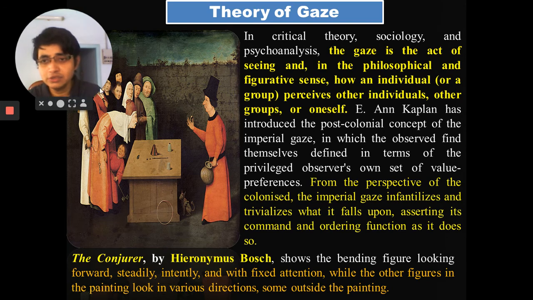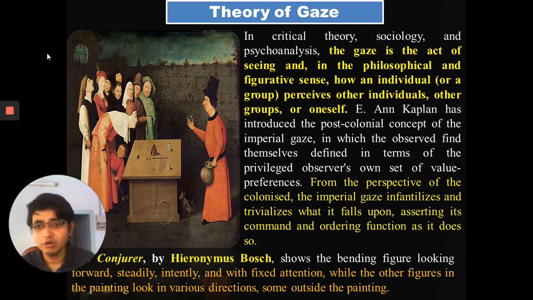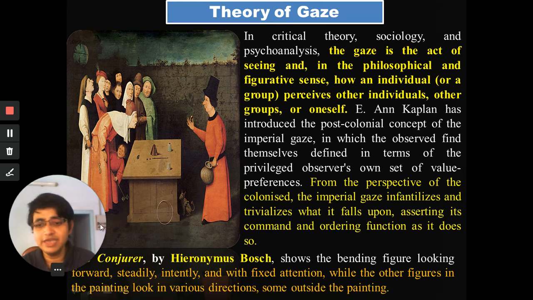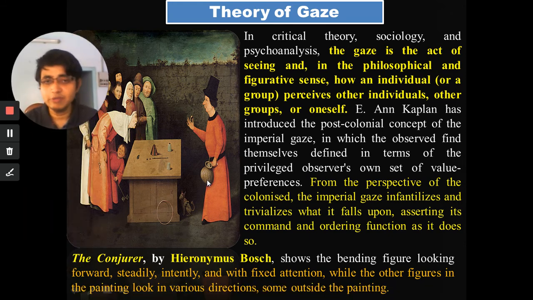While the others, this particular woman is looking beyond the frame. The frame এর বাইরে দেখছে, she is not at all interested. He is also looking in a completely different way. She is looking there, and her eyes are shut. So the different perspectives, that is gaze. So The Conjurer by Bosch shows the bending figure looking forward steadily, intently with fixed attention, while other figures in the painting look in various directions, some outside of the painting.